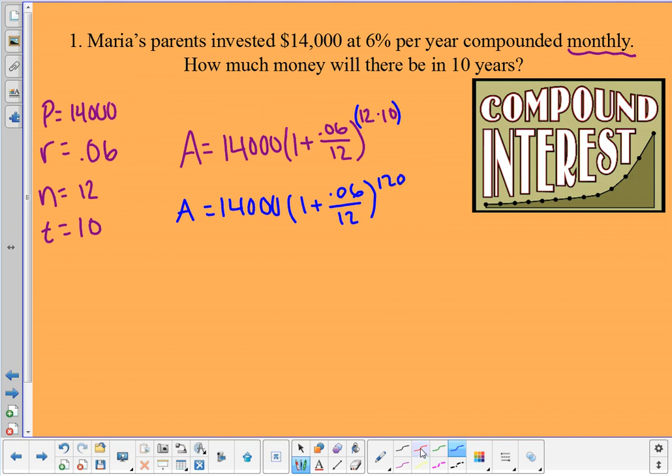The next thing that I'm going to type into my calculator is this. So just take that into your calculator, do 0.06 divided by 12 and see what you get. I got 0.005. So that's A equals 14,000 times 1 plus 0.005. Now 0.005 is a pretty short decimal, but it's not always going to work out that way.